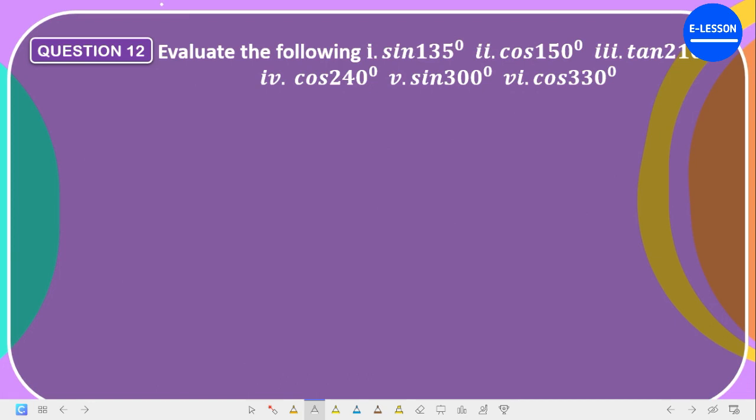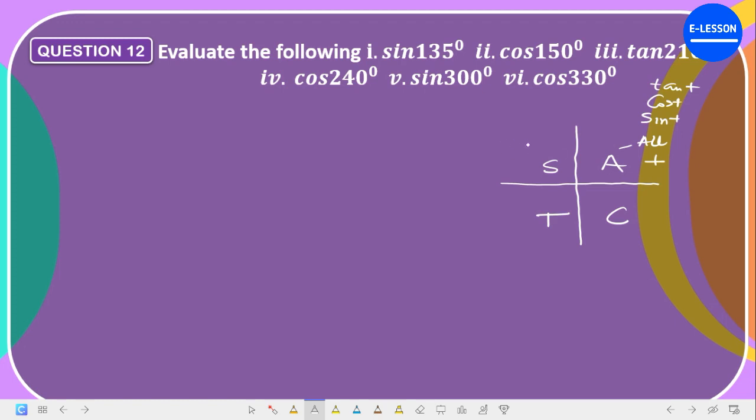Evaluate the following. Before you have an understanding of this, you have to note the 4 quadrants. The quadrants are represented with CAST: C, A, S, T. Now what does this mean? Here, all trigonometry ratios are positive. That means sine is positive, cos is positive, and tan is positive. So in the first quadrant, all of them are positive.